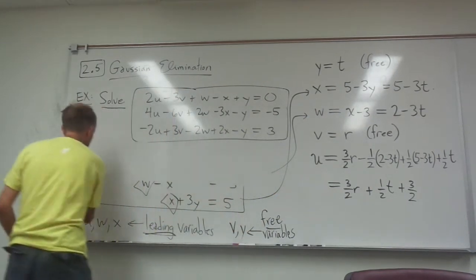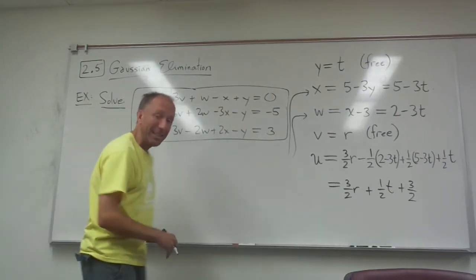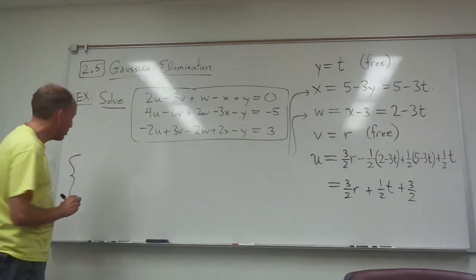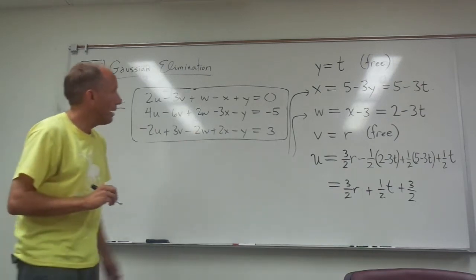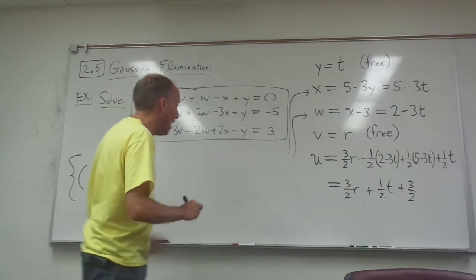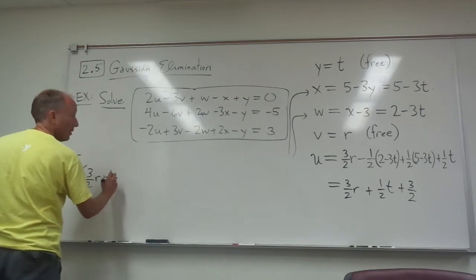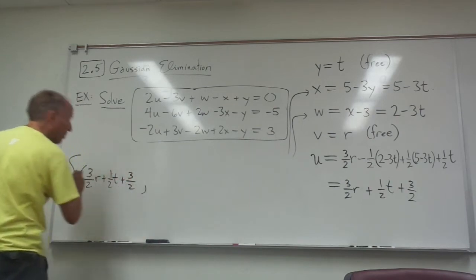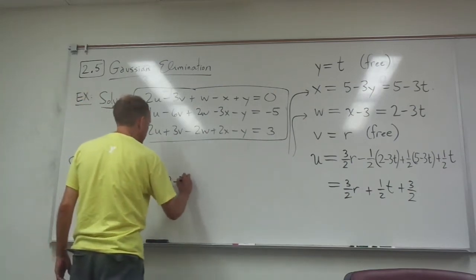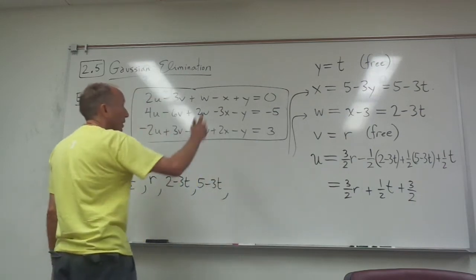Okay, I'm going to write down the solution to the system, and there are actually infinitely many solutions to this system. We're going to get out these big braces that I showed you guys in class last time. And we're going to list the variables. Make sure you do it in order: u, then v, then w, then x, and then y. So u would be 3/2 of r plus 1/2 of t plus 3/2, comma, and then v would just be r, comma, w is 2 minus 3t, comma, x is 5 minus 3t, comma, and then y is just t.